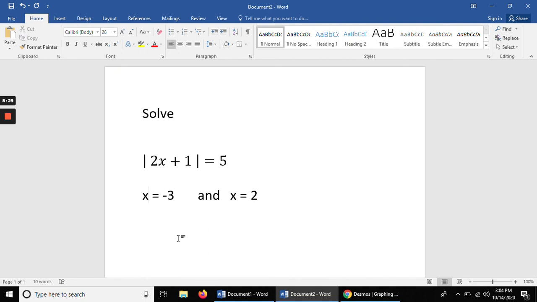Alright, this is an easier method to the one that I taught you in the previous video. So you have 2 options, method 1 or method 2.